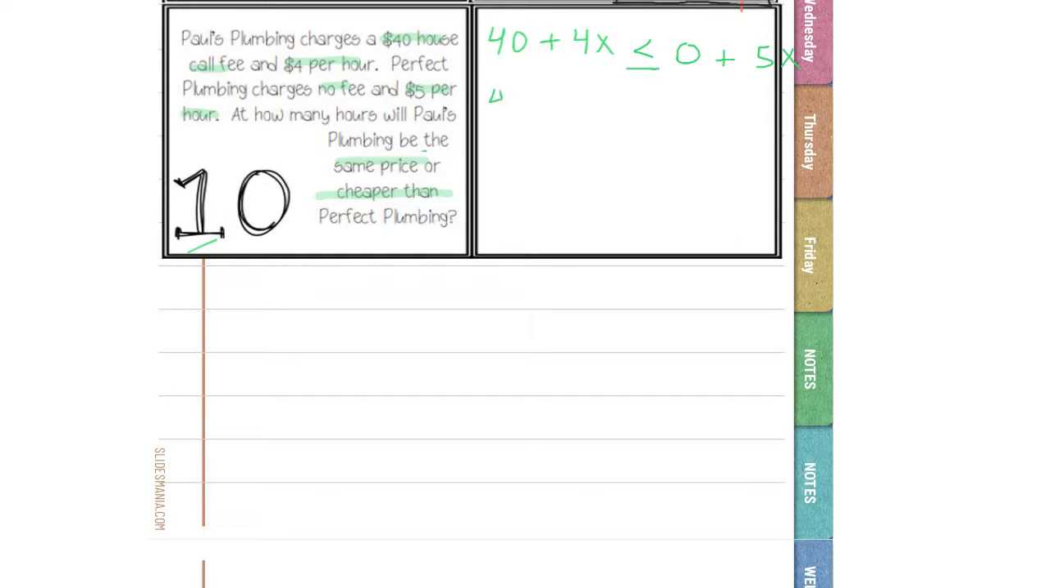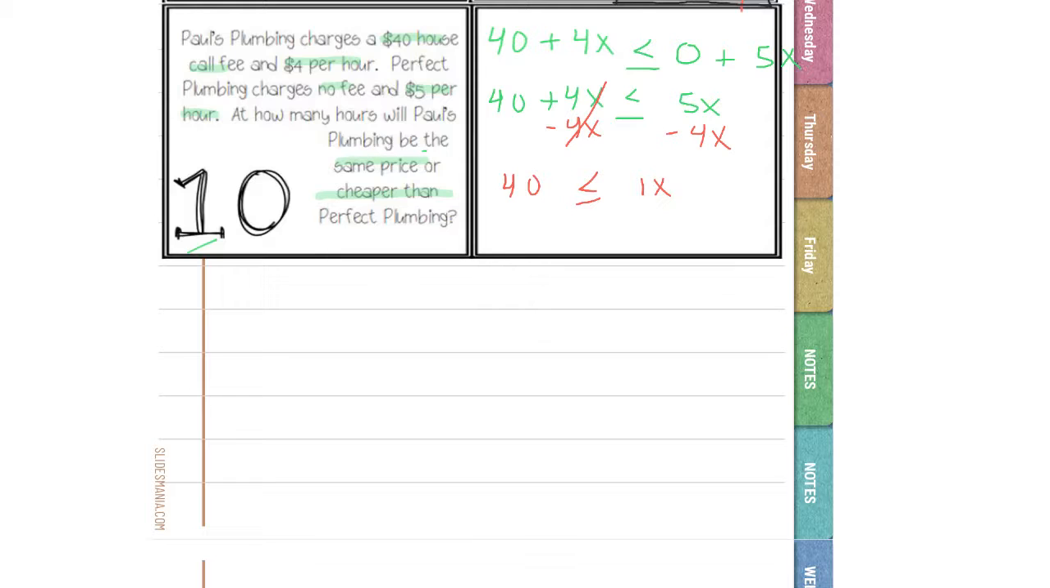I'm going to go ahead and rewrite this. So we have 40 plus 4x less than or equal to 5x because 0 plus 5x, well, that's just 5x. Now I'm going to go ahead and start moving my variables and numbers around. So I'm going to go ahead and move this 4x to the other side. And then I'm left with 40 less than or equal to 5x minus 4x, well, that's just 1x. And then I want to get that x by itself.